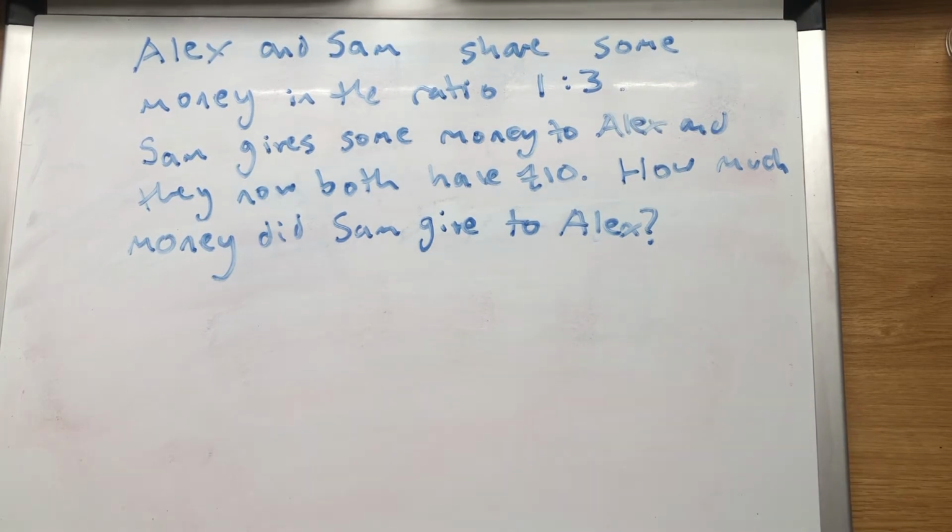Alex and Sam share some money in the ratio 1:3. Sam gives some money to Alex and they now both have £10. How much money did Sam give to Alex?